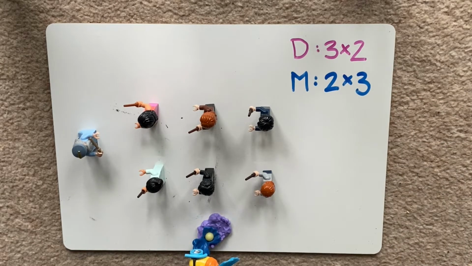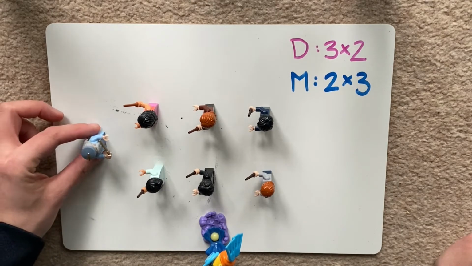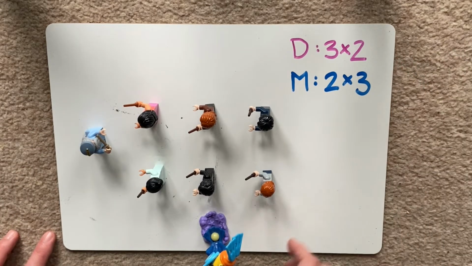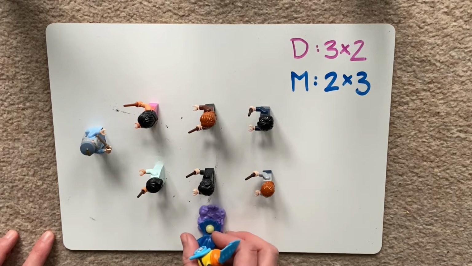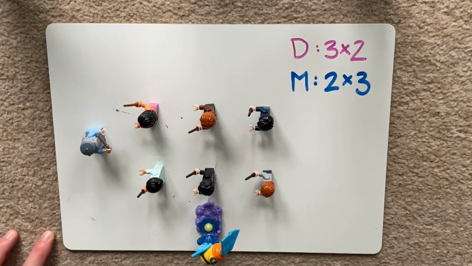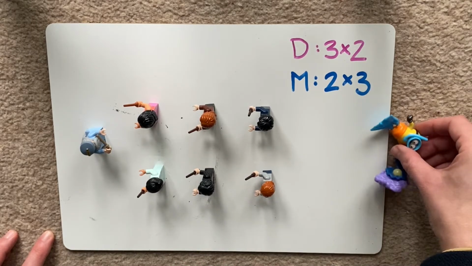Who is correct? Pause the video and have a think. So who do you think is correct? Professor Dumbledore, who said there are 3 groups of 2, or Mr. Minion, who says there are 2 groups of 3? Well, let's have a look. I'm going to move Mr. Minion aside.